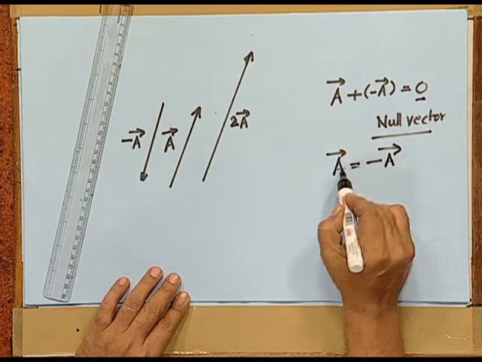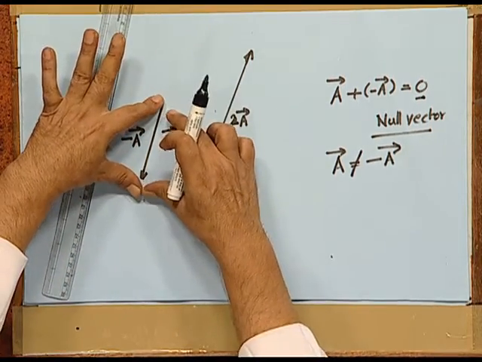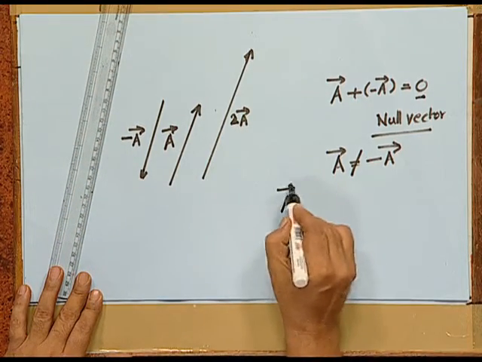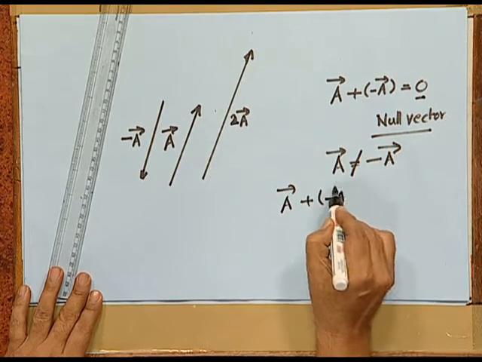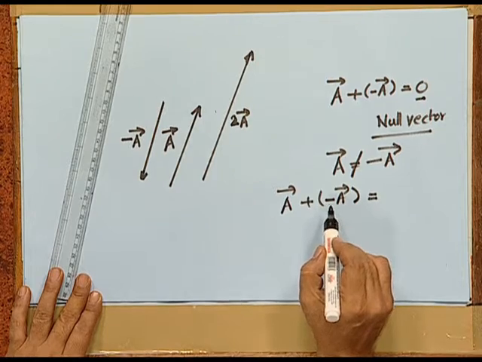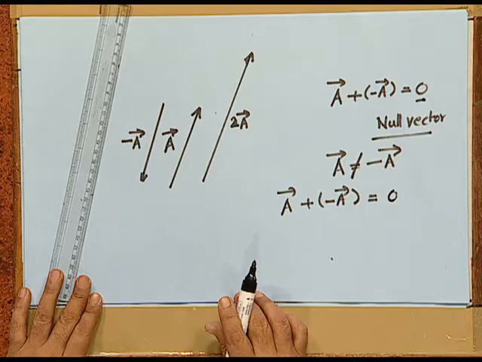Because we have to define what is called the negative of a vector. A not equal to minus A means A and minus A are opposite, but when you say A plus of minus A is 0, that is how the negative of a vector is defined, that is multiplying a vector with a scalar, minus 1, then A plus of minus A is 0. We call that a null vector. Null vector has 0 magnitude, direction is not very specific.